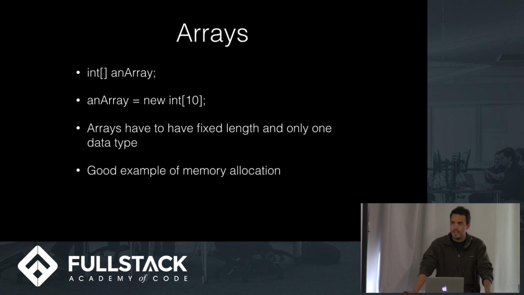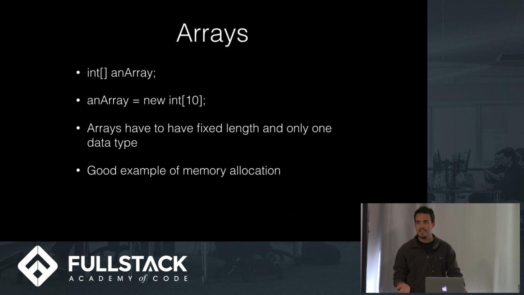Now, why I bring this up? Because it's a good example of memory allocation. You know, usually we say, oh, this has 10 pieces back to back in the memory. In JavaScript, we really don't see that because we can mess around with the arrays, even though in the memory it's back to back.